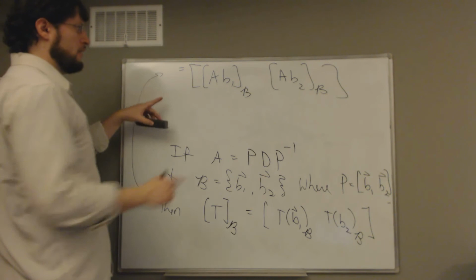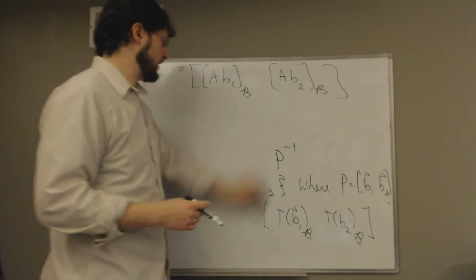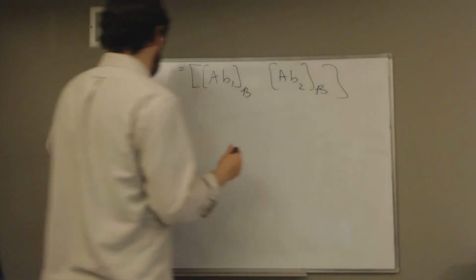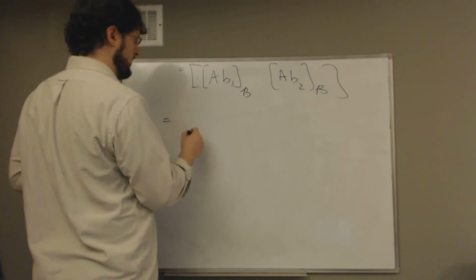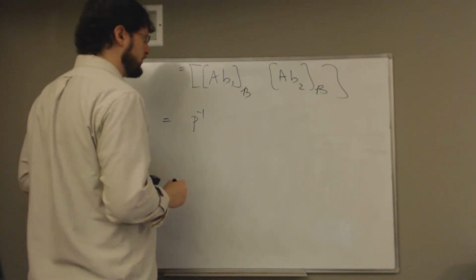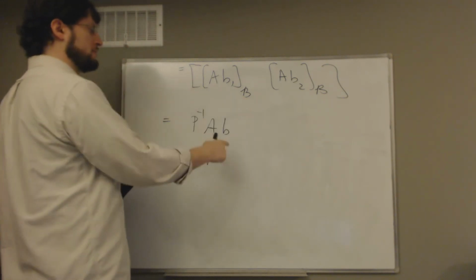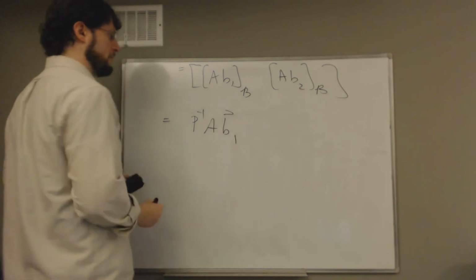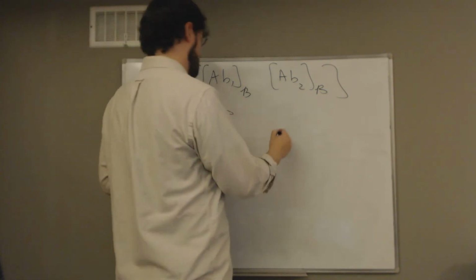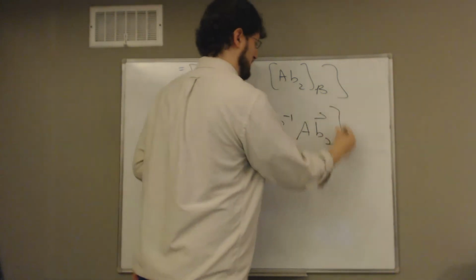Okay, but according to what we just discovered, when I say relative to the basis B, this is the same thing as saying P inverse, because I'm changing my coordinates, P inverse times A B. If I want to move over to the basis B, I have to multiply by P inverse. So this is P inverse A b1, this is P inverse A b2.